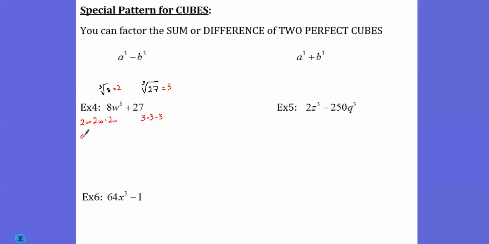A is going to equal 2w. B is going to equal just 3. It's a really good idea to write down what A and B are equal to. All right? Now we need to remember what the pattern is. It's the sum of cubes. So I'm going to say that it will be A plus B. Then the pattern is going to be A squared, subtract A multiplied to B, plus B squared. You need to memorize this if you're going to be successful with this.